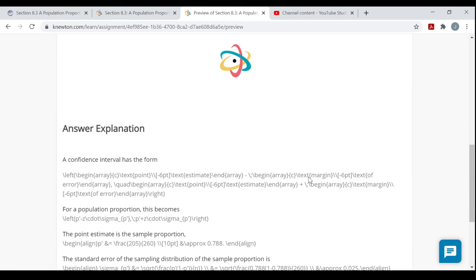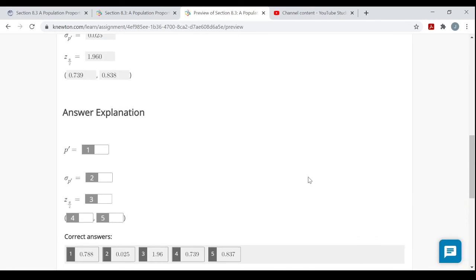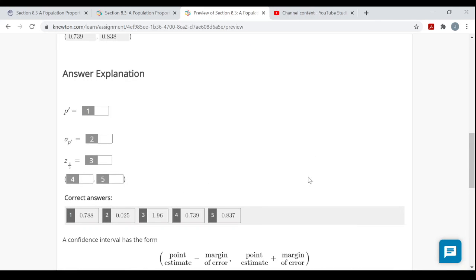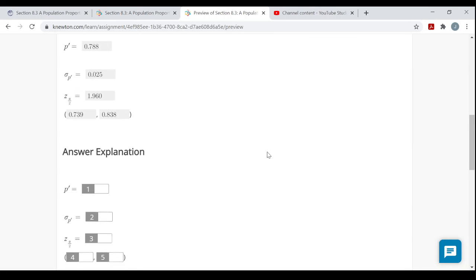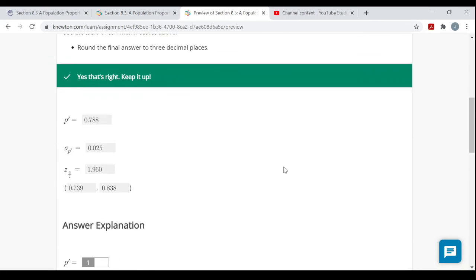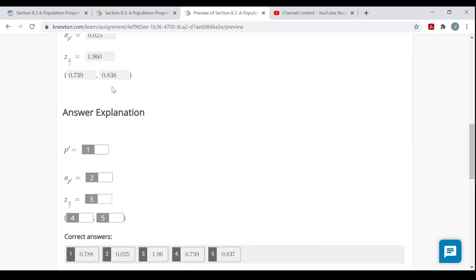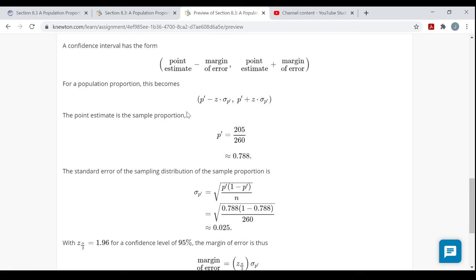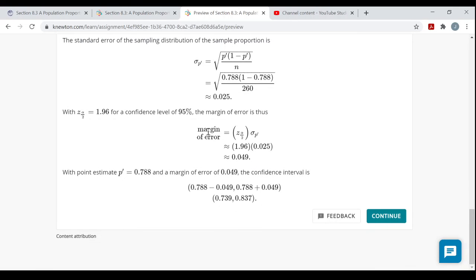And again, please read through the answer explanations. All right, so I was only off by a thousandth, but it looks like there's some sort of tolerance, because they say it's 0.837 and I put 0.838. It looks like they're allowing you to be within 1/1000th here. Mine is technically more accurate, because I wasn't rounding the entire time. But they go through the calculations, show you how to find the margin of error and all that stuff again, and then how to construct the confidence interval estimate for the population proportion.